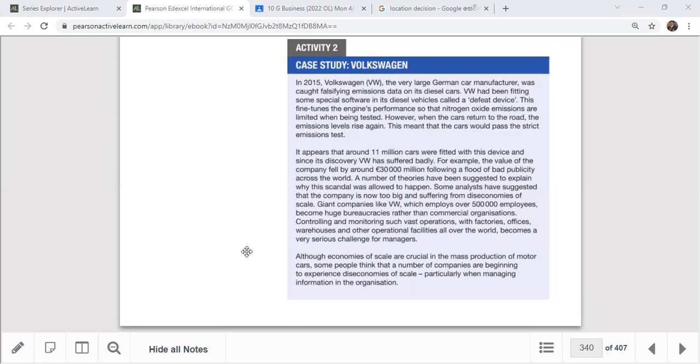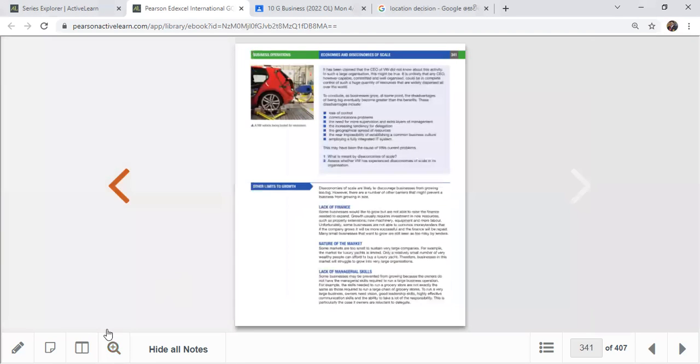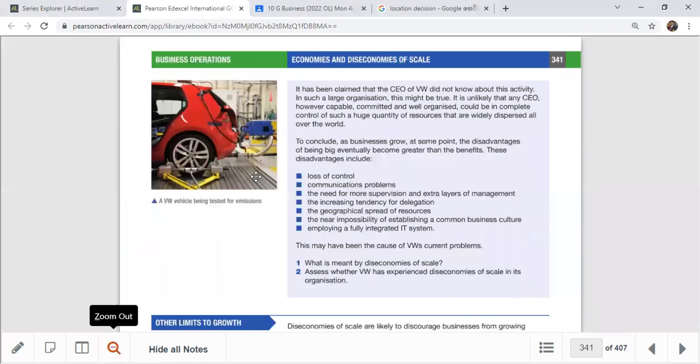Although economies of scale are crucial in the mass production of motor cars, some people think that a number of companies are beginning to experience diseconomies of scale, particularly when managing information in the organization. It has been claimed that the CEO of VW did not know about this activity. In such a large organization, this might be true. It is unlikely that any CEO, however capable, committed, and well organized, could be in complete control of such a huge quantity of resources that are widely dispersed all over the world.